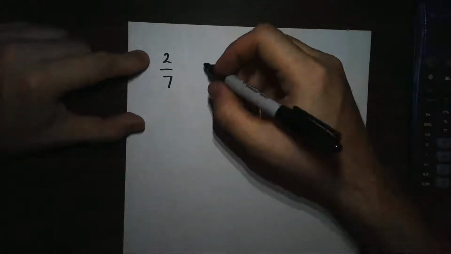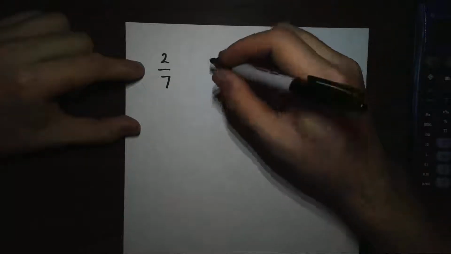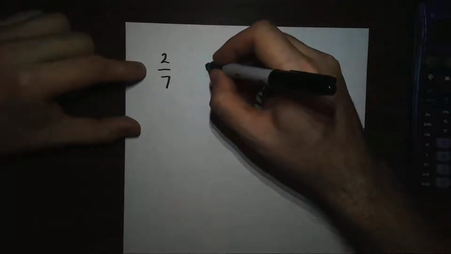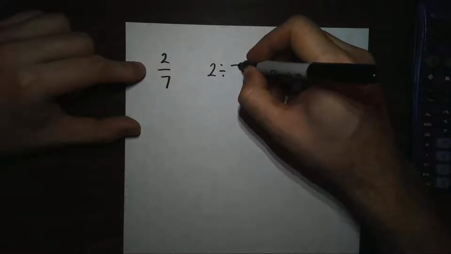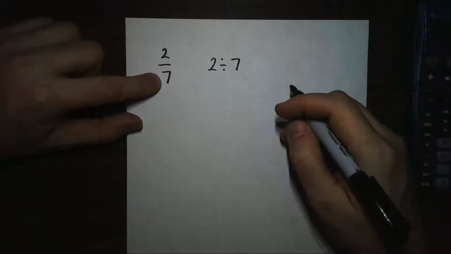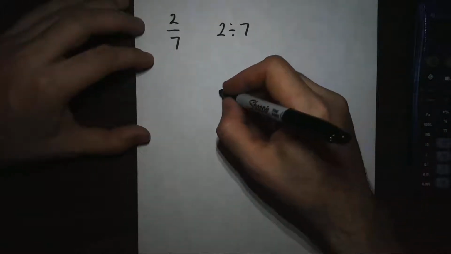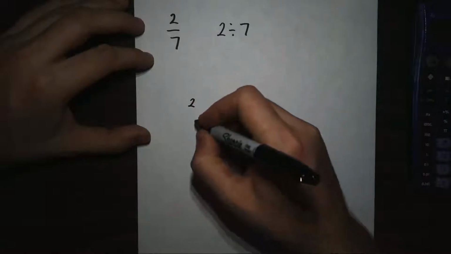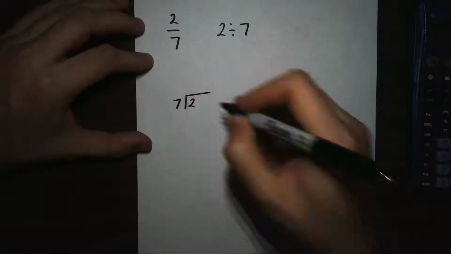Let's look at how your calculator changes a fraction like 2/7 to a decimal. If you'll remember, 2/7 or any fraction is really just a division problem. So this fraction really means 2 divided by 7, splitting 2 into 7 equal groups. We can write this as a long division problem by doing 2 divided by 7.